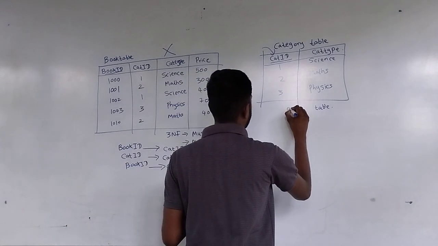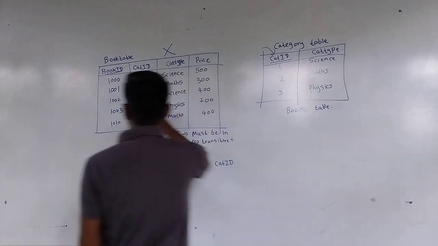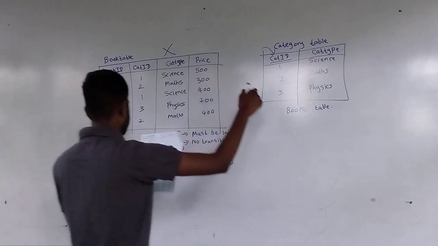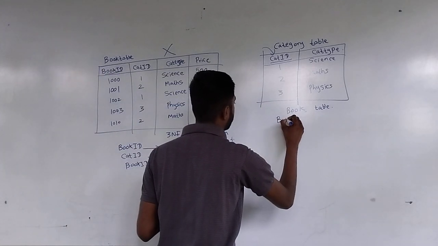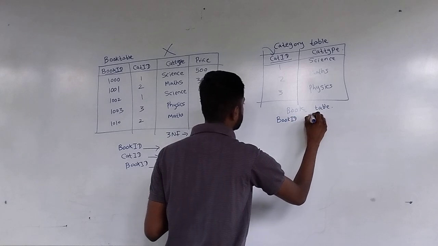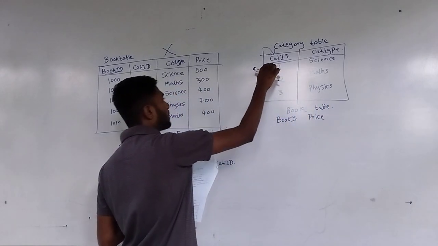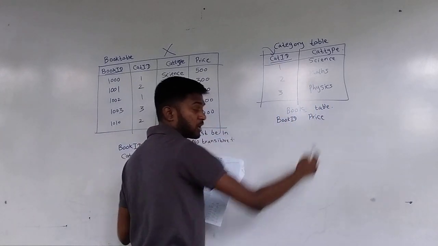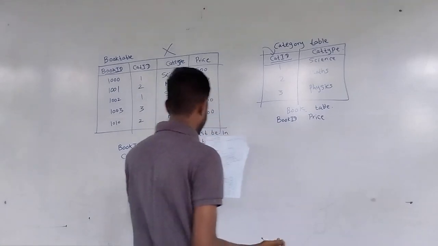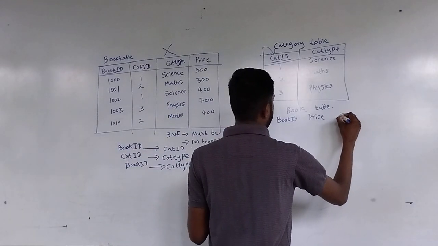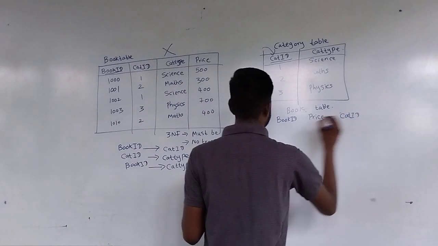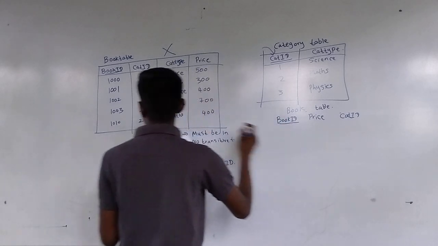So here let me say book table, and here we are going to have the book ID and price. Then we can bring this primary key as the foreign key to this book table to establish the relationship, right? So here it's going to be cat ID. So what is the primary key? Book ID.